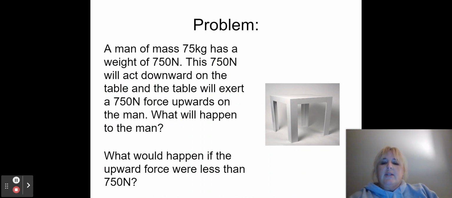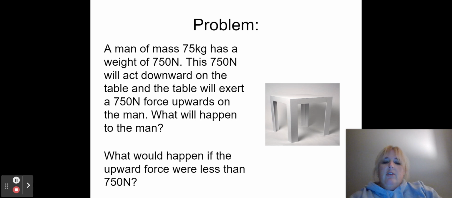A man of a mass of 75 kilograms has a weight of 750 newtons. We're just talking about his weight as a force. And what we're doing there is looking at weight as a measure of the gravity acting on the man. So really, weight is the force of gravity here. This 750 newtons will act down on the table, and the table will exert a 750 newton force upwards on the man. What will happen to the man?